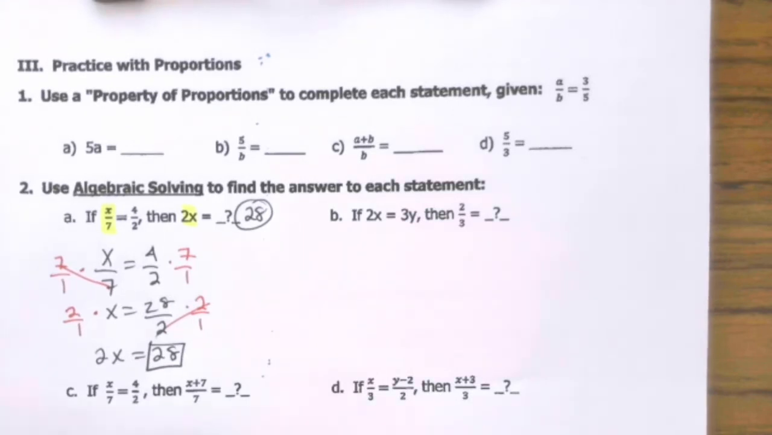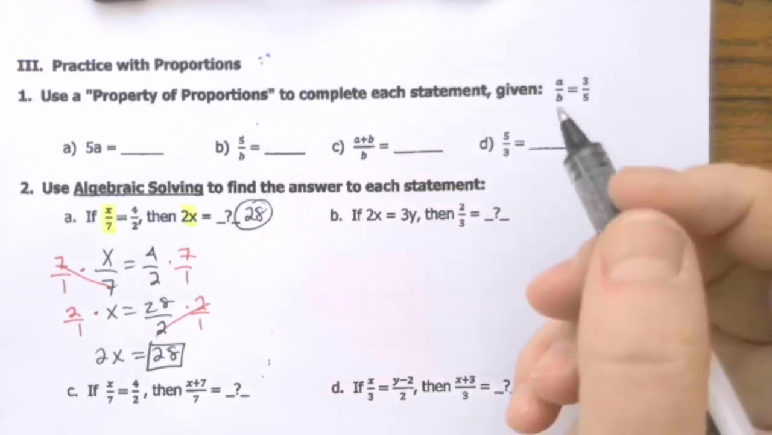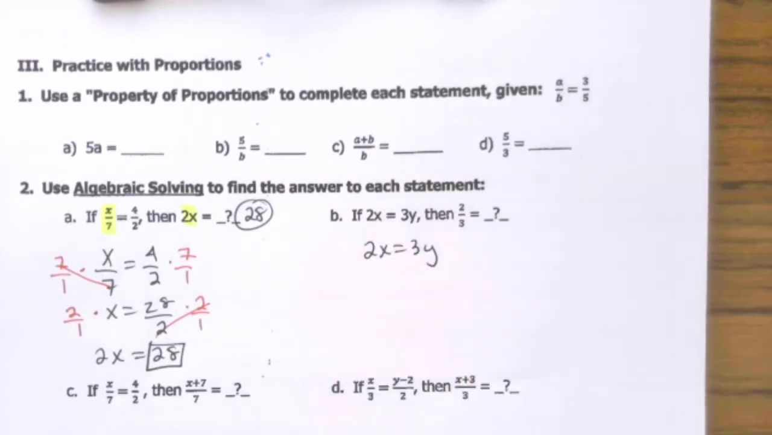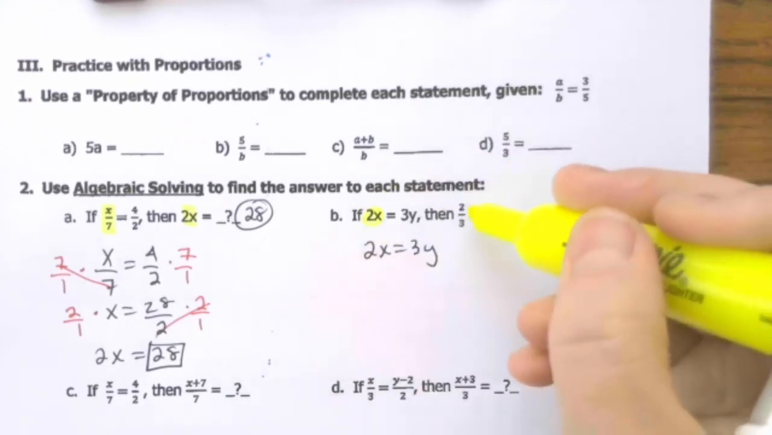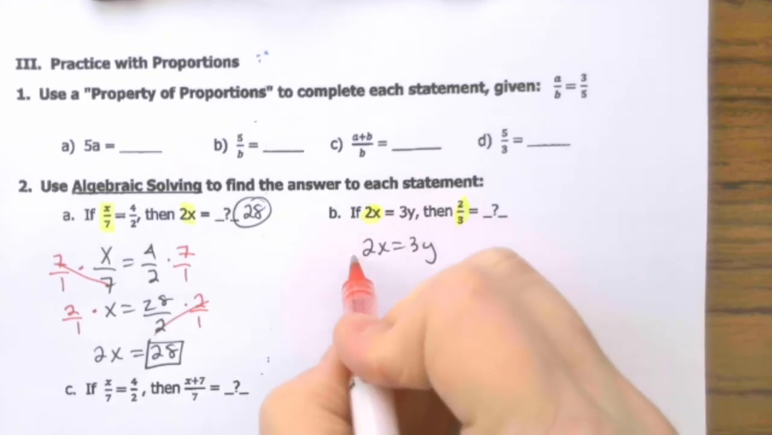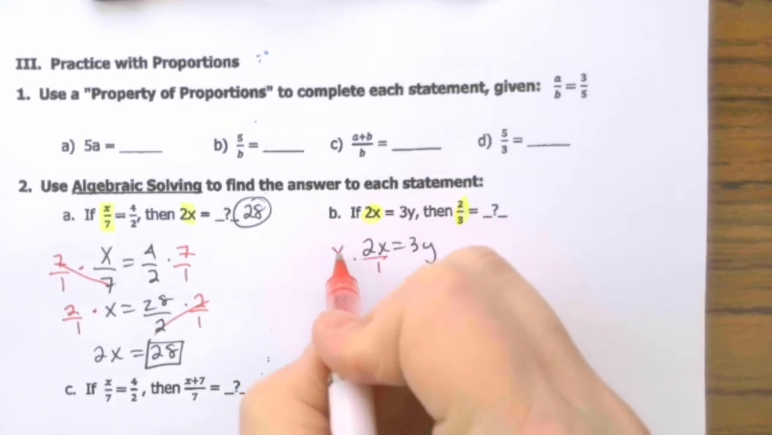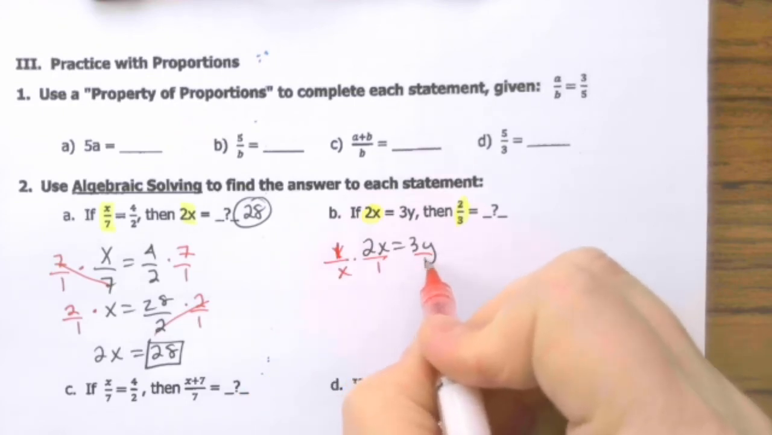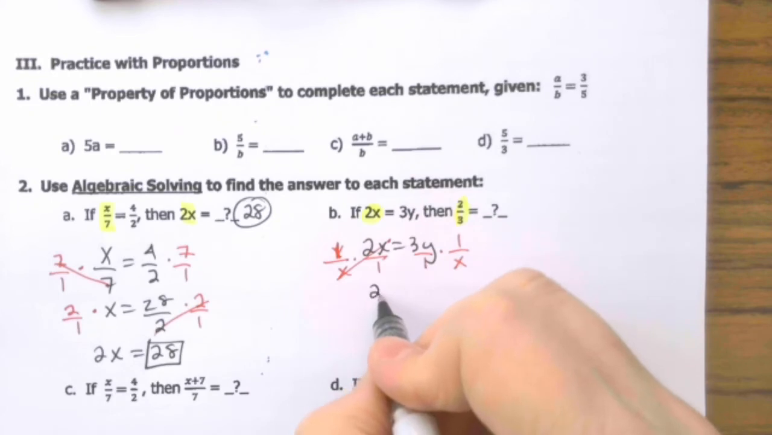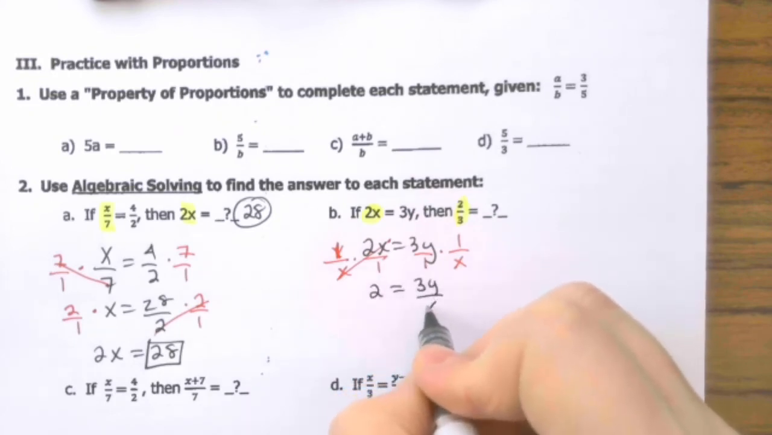Let's do the next one, and then we're going to skip the rest of these. Let's say we've got 2x equals 3y, and we want to know what 2/3 will be equal to. So I need the left to be 2/3. So first thing I need to do is move the x. So I'm going to multiply by 1 over x on both sides. So the x's cancel. So 2 equals 3y over x.